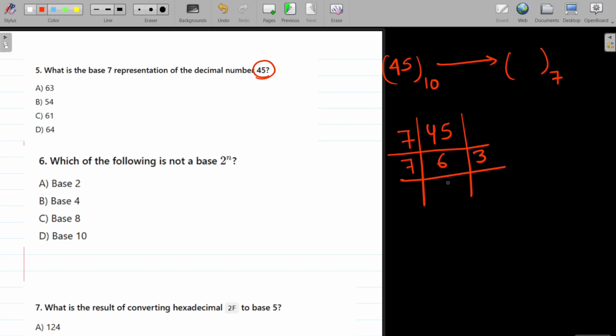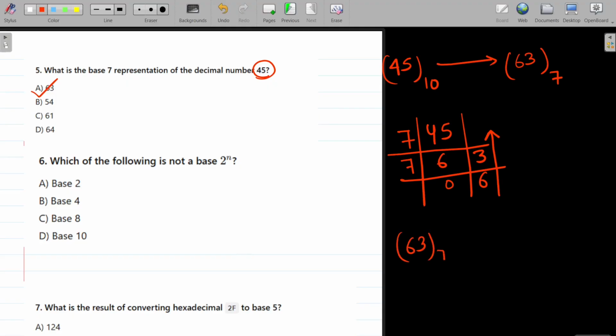Again, 7 divides into 6, 0 times. The remainder should be 6. So now we have to write the answer from bottom to top, so it should be 63. Is there any option? Yes, the first option, that is 63. That should be our answer. You can verify it again.